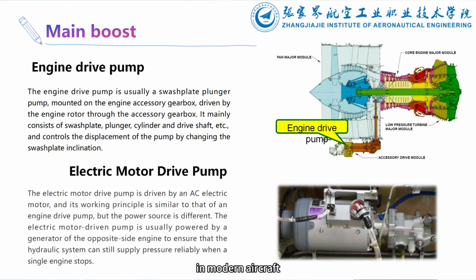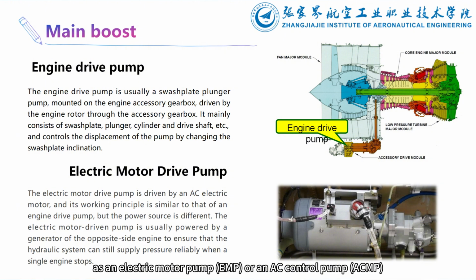In modern aircraft, engine-driven pumps and electric motor-driven pumps are often used as the main source of boost for the system. The engine drive pump is usually a swash plate plunger pump, which is installed on the accessory gearbox of the aircraft engine. The engine rotor drives the oil pump to operate through the accessory gearbox to pressurize the hydraulic system. An electric motor drive pump, EMDP, is driven by an AC electric motor, and is therefore also referred to as an electric motor pump, EMP, or an AC motor pump, ACMP.